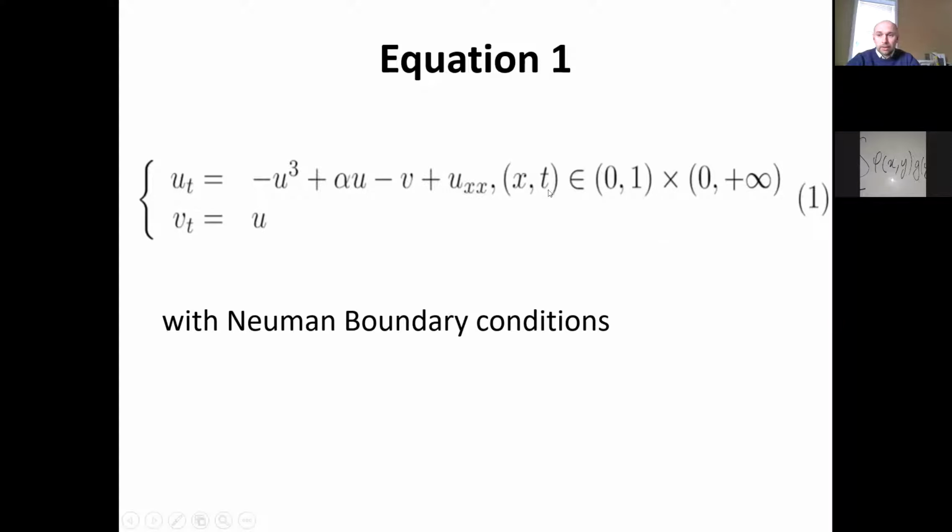And as I said, this is a nonlinear equation because here you have a cubic term. Right.